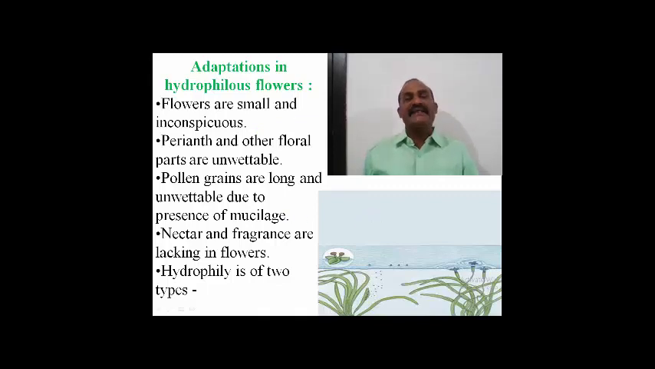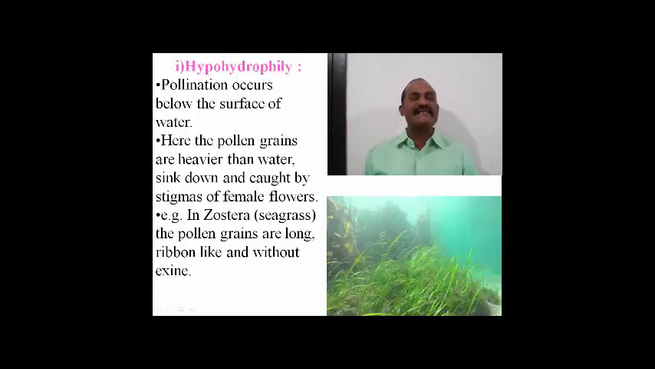Then if we see hydrophily, it can be further divided into two types. The first one is called Hypo Hydrophily. Hypo means below, hydrophily means water pollination. Water pollination below the surface of water is called Hypo Hydrophily. The pollination that occurs below the surface of water is called Hypo Hydrophily.